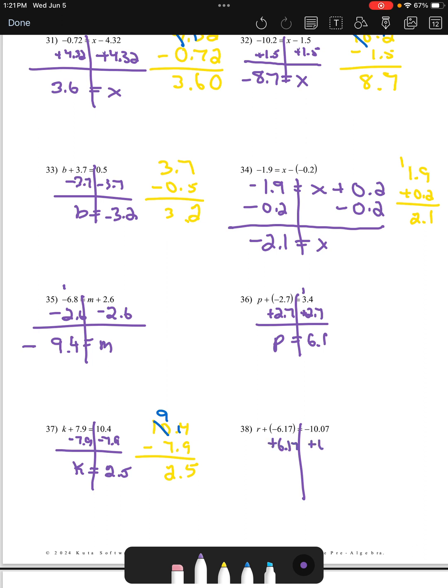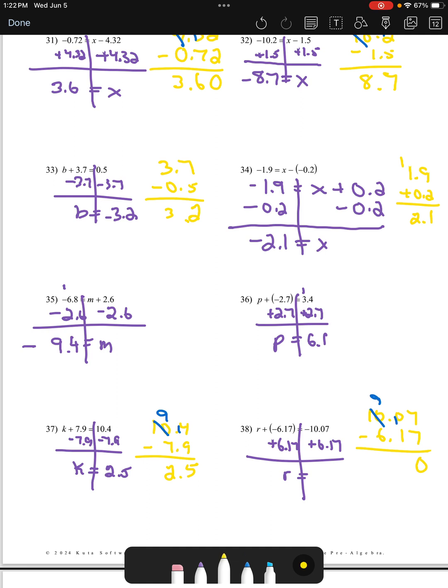And on number 38, we're trying to get rid of a negative 6.17. That will require us to use addition. And here I am subtracting these numbers. One is positive, one is negative. So anytime I have to do subtraction, I shouldn't say that because on 35 I didn't, but I'm very likely going to rewrite just so that I can be very neat and very clear.